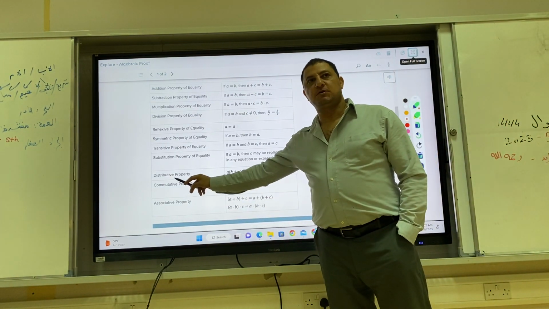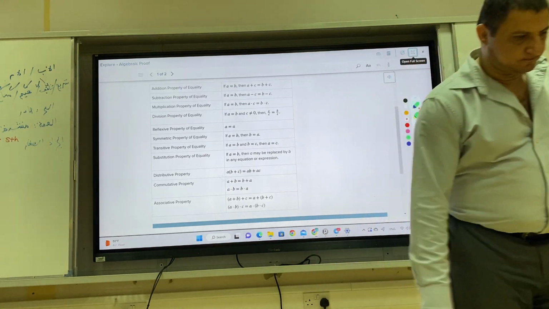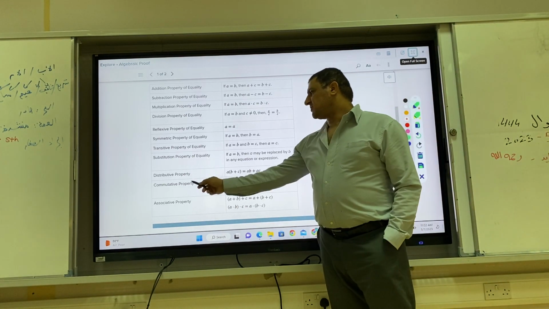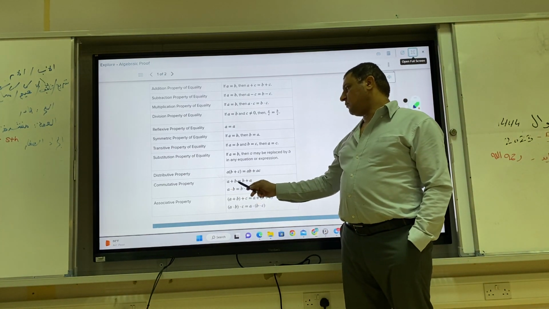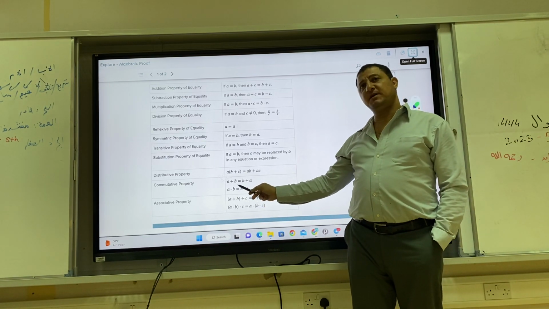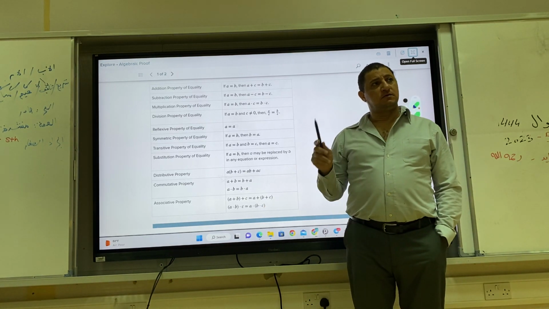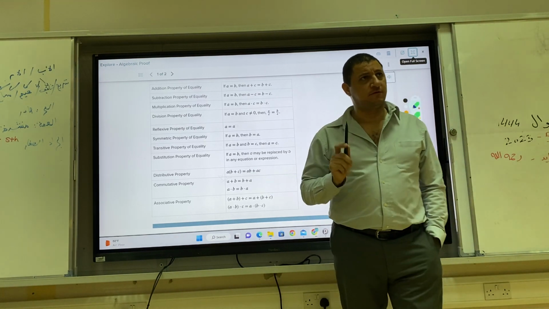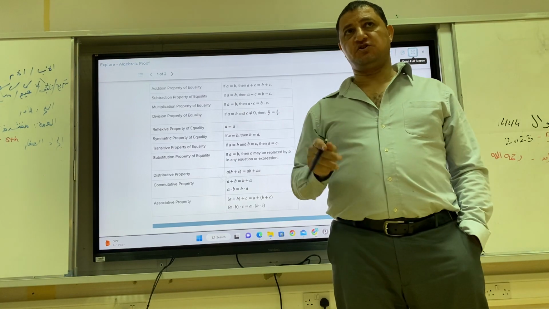Commutative property. Okay, what's the commutative property? When a plus b equals b plus a, and when a times b equals b times a. This works only for addition and multiplication. It does not work for subtraction or division.